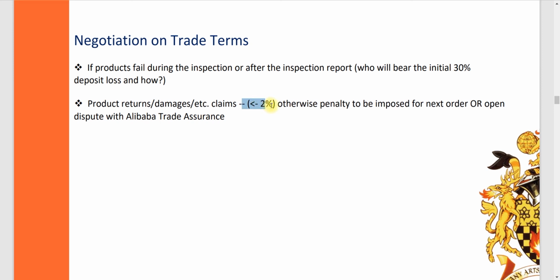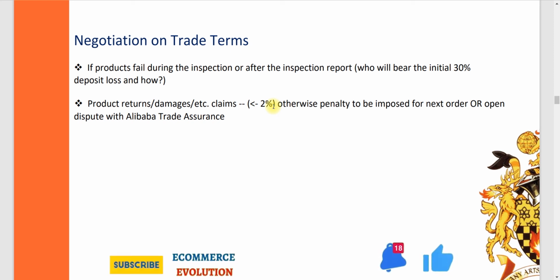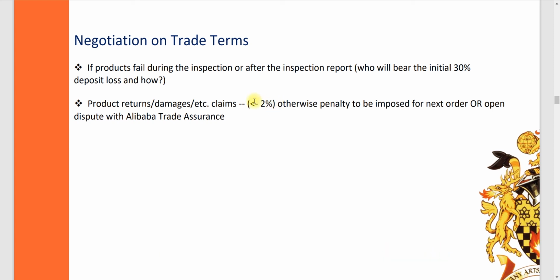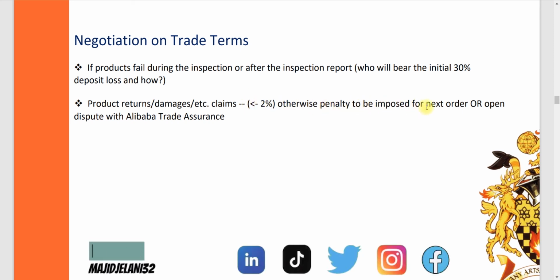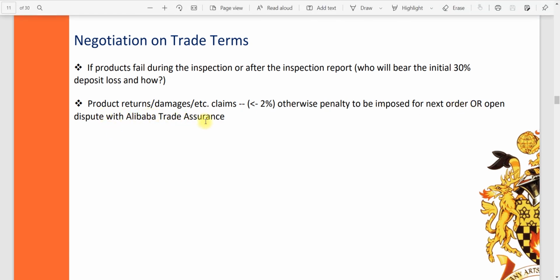And one thing: the inspection team will do inspection, and if their inspection report tells us that the damage or deficiency in your products is less than 2%, that's acceptable. If you are placing an order of 1000 units, it's not possible that all of those 1000 units will be 100% quality assured. There will be a little bit of deficiency. So if the deficiency is less than 2%, that's acceptable. Otherwise, a penalty is to be imposed on the next order, or open a dispute with Alibaba trade assurance, right?